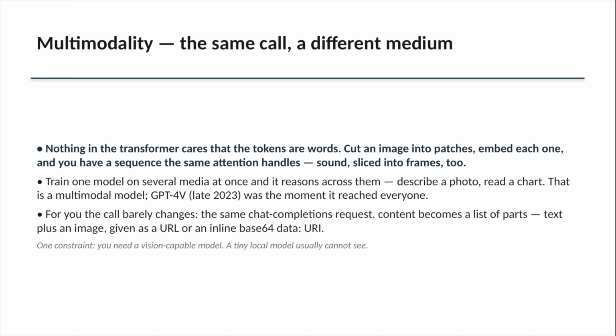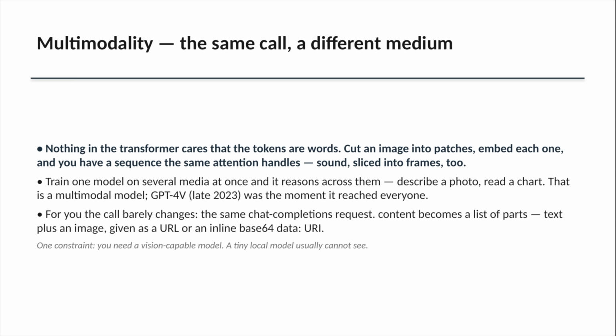Nothing in the transformer cares that the tokens are words. Cut an image into small patches, turn each into a vector, and you have a sequence of visual tokens the same attention mechanism handles. And the same trick works for sound, sliced into frames. Train one model on several media at once, and it can reason across them: describe a photograph, read a chart. That is a multimodal model, and GPT-4V in late 2023 was the moment it reached everyone.